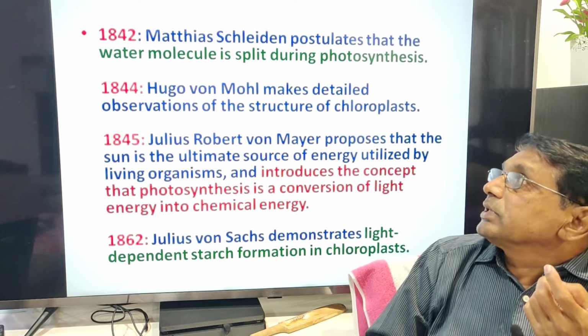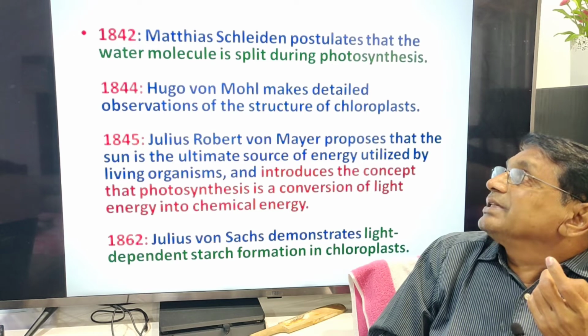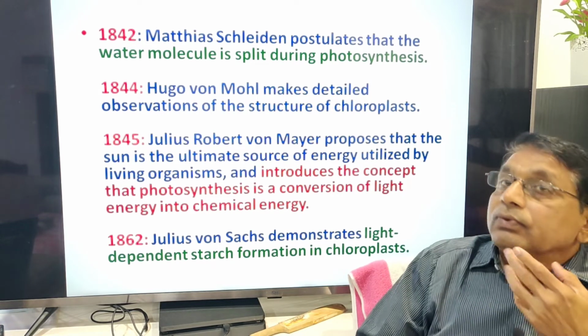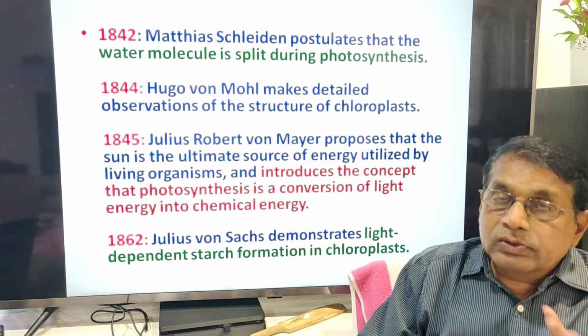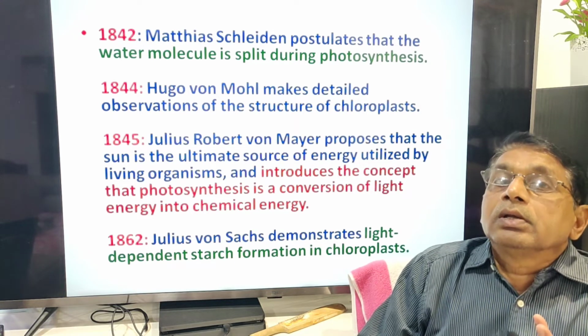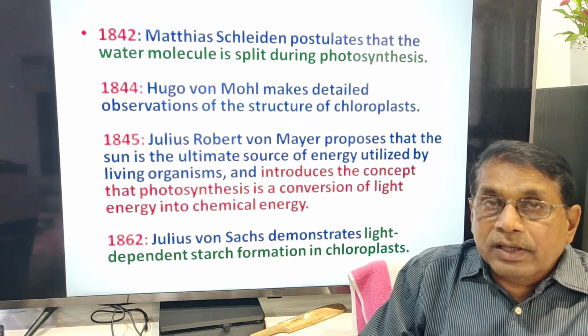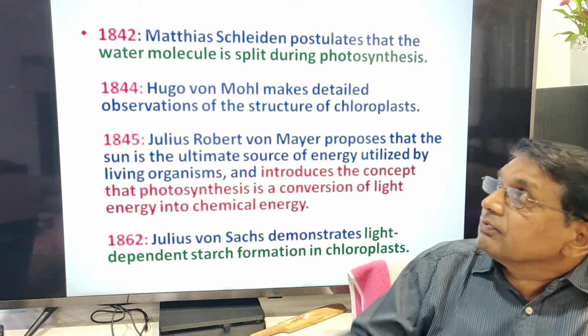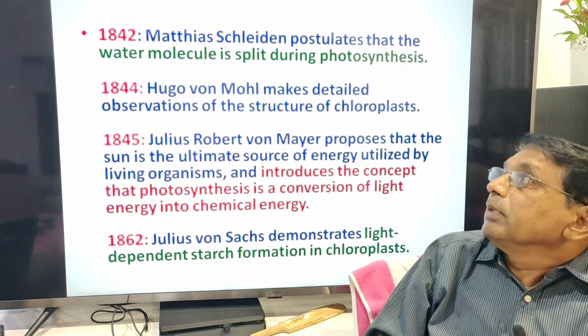In 1842, Matthias Schleiden postulates that the water molecule is split during photosynthesis. Today we know whatever oxygen is released during photosynthesis comes from water, not from the carbon dioxide. That observation was made as early as 1842 by Matthias Schleiden.